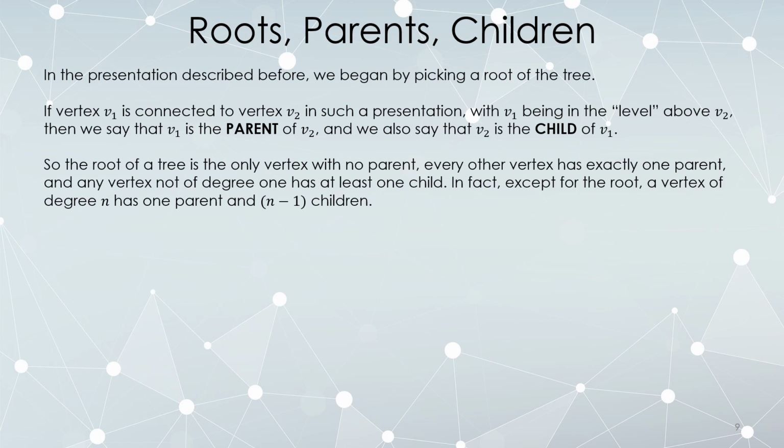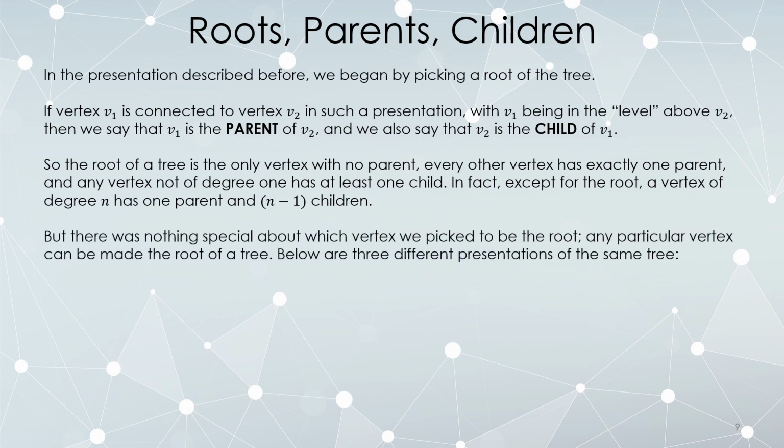Any vertex that's not of degree 1, however, will have at least one child. If it's of degree larger than 1, it can only have one parent and it's connected to it, but since it's of degree larger than 1, it has more edges, which must then connect to children. So other than the root, which has no parent, any vertex of degree n has a single parent and therefore n-1 children. There was, however, nothing special about which vertex we picked to be the root. Any vertex could have been the root.